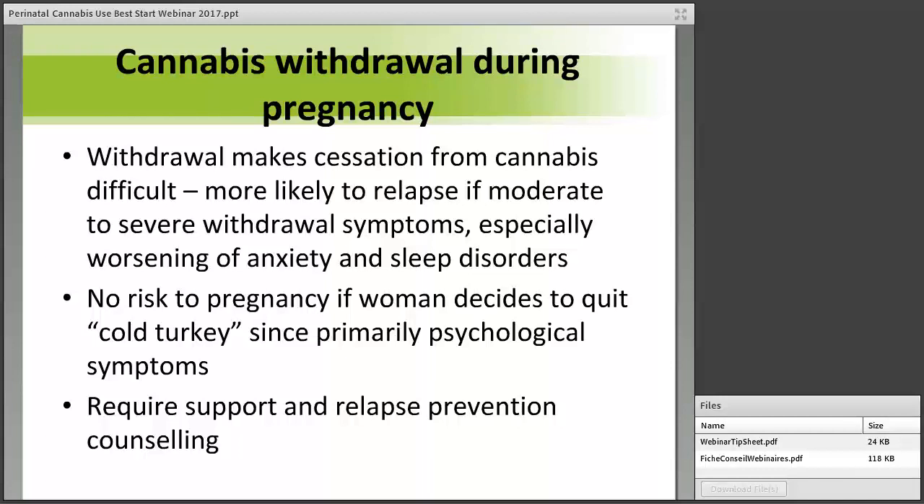Now, because we know cannabis withdrawal is mostly a psychological syndrome, it's reassuring to pregnant women that they can actually quit cold turkey if they choose to do so. There's no risk to the pregnancy. There's not going to be an increased risk of miscarriage or premature labor if they decide to stop using cannabis altogether. However, they will require support for relapse prevention and to make sure that they're able to cope with the symptoms they're experiencing when they decide to quit cannabis.